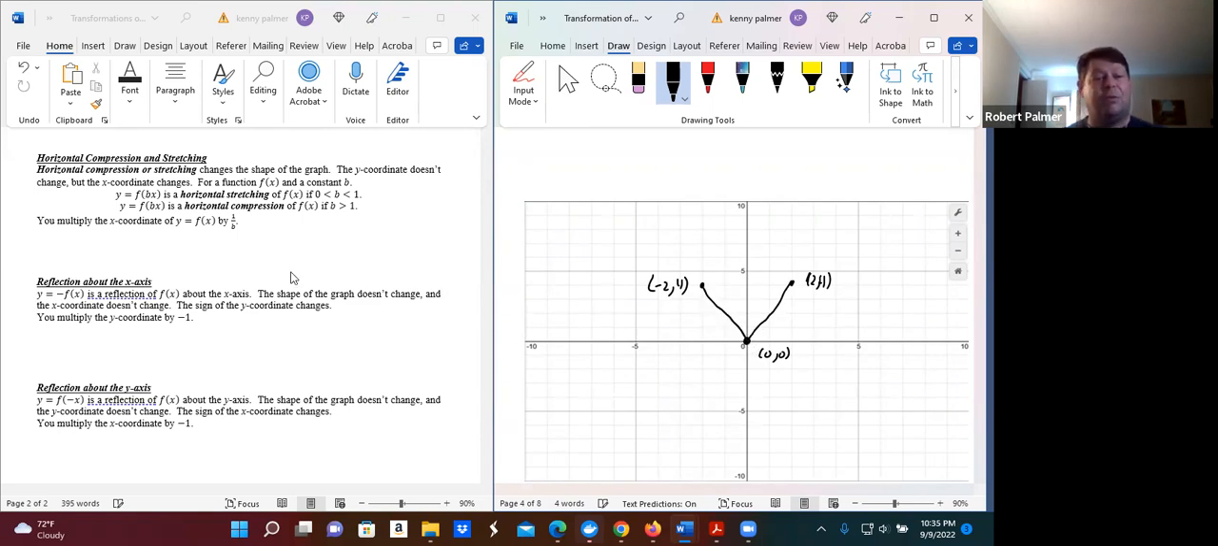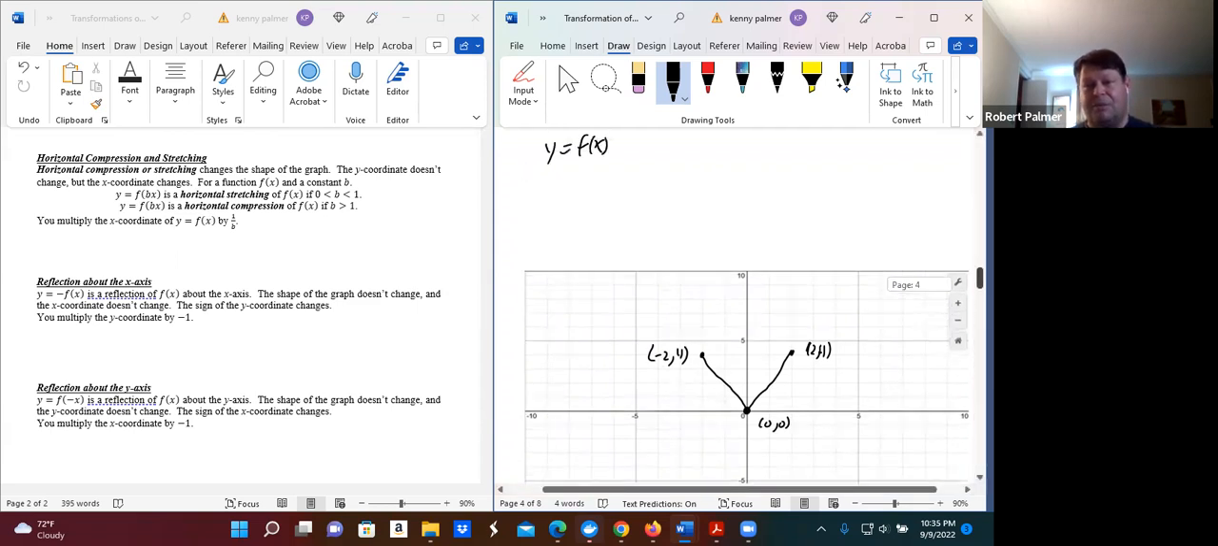So let's come over here to the left and read this. It says horizontal compression or stretching can change the shape of the graph. The y-coordinate doesn't change, but the x-coordinate changes. So for a function f of x and some constant we're going to call b, b this time is multiplied inside the parentheses times the x itself. And this one, once again, is kind of opposite what you might expect. If b is between 0 and 1, then that's actually a horizontal stretching. You might think it'd be compression, but it's actually a stretching. And if b is greater than 1, that's actually a horizontal compression.